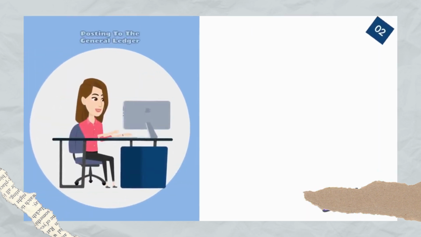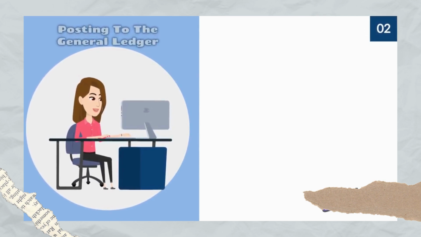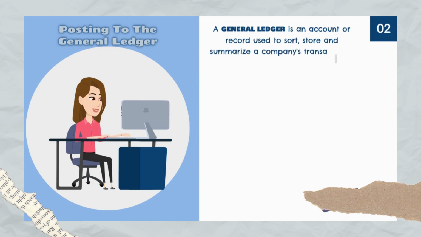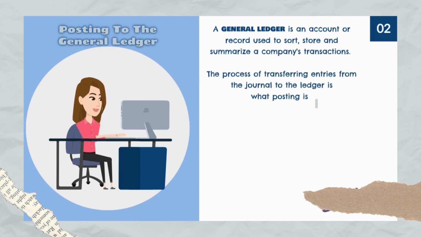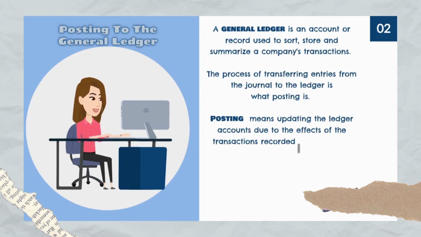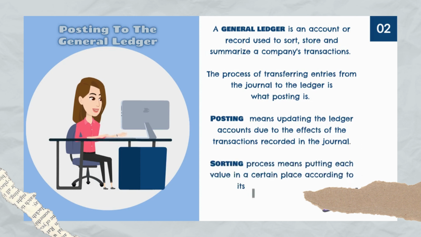Step 2. Posting to the general ledger. After journalizing the transactions, those entries entered into the journal will be transferred to another book called the ledger for final recording. A general ledger is an account or record used to sort, store, and summarize a company's transactions. Posting simply means updating the ledger accounts due to the effects of the transactions recorded in the journal. Sorting means putting each value in a certain place according to its kind, class, or nature.